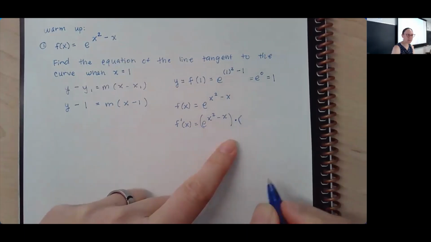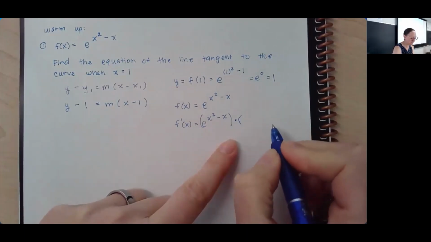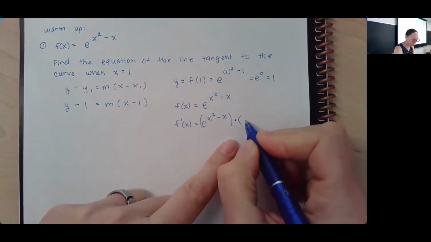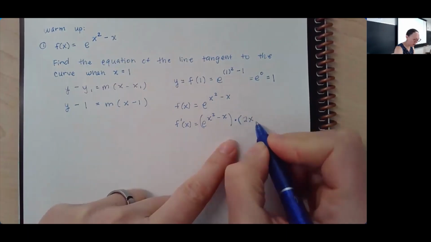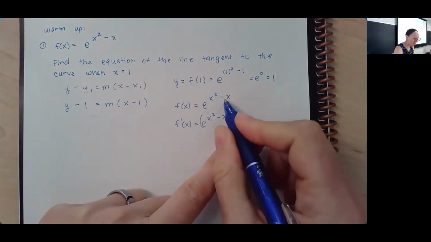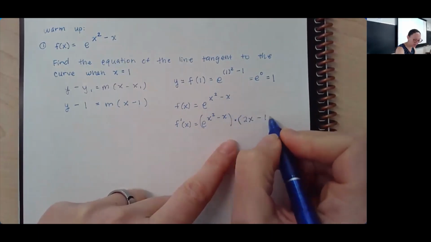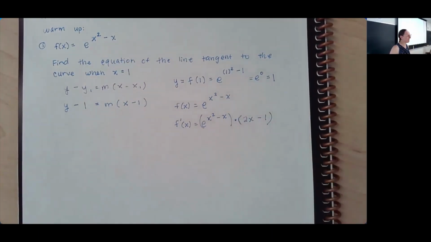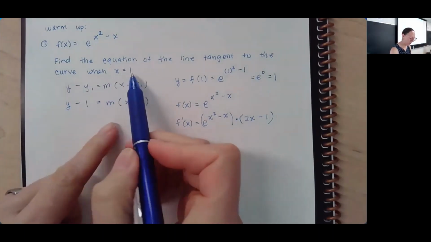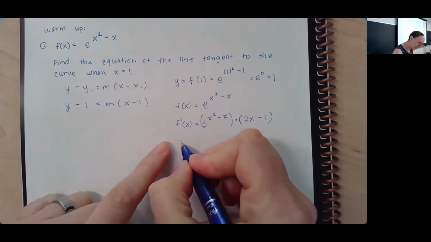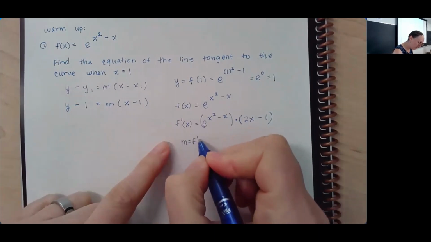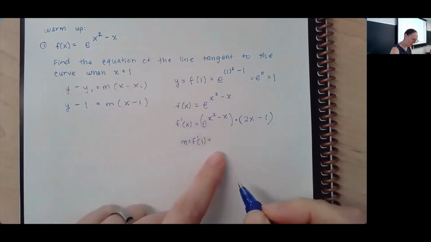And what's my derivative of x squared minus x? So I'm going to have 2x from that x squared part. And then the minus x is going to turn into a minus 1 when I'm taking that derivative. And I only care about the slope at a very specific value of x. I only care about the slope when x is equal to 1. So I'm going to get my actual slope by looking at f prime of 1.